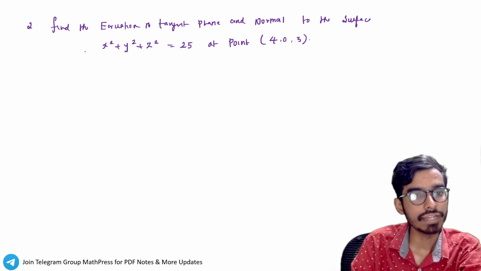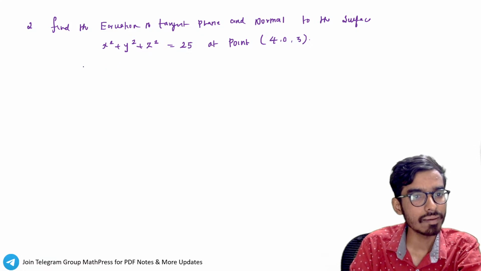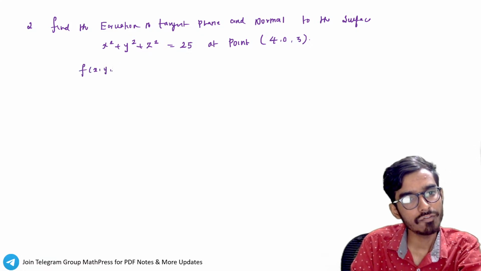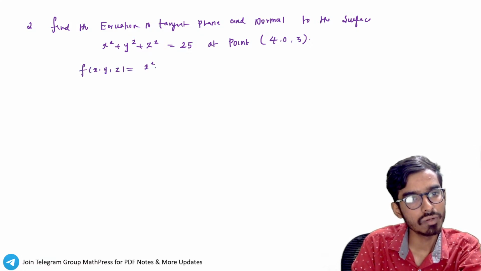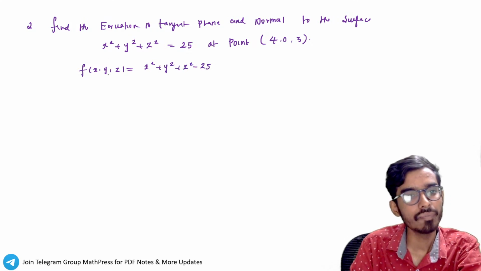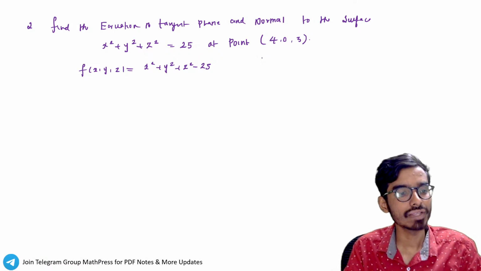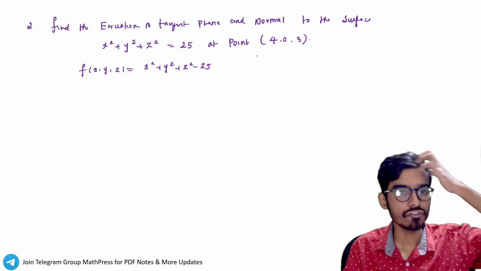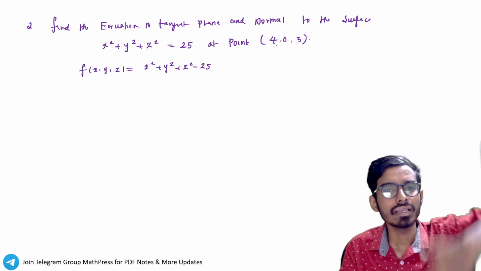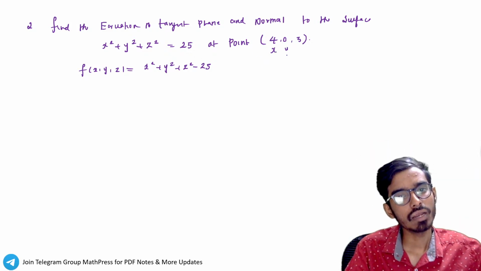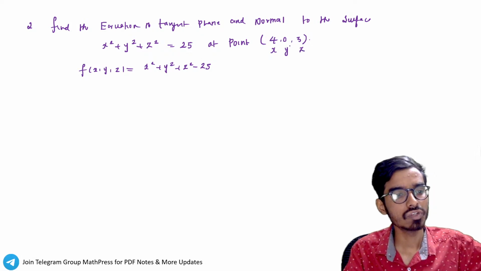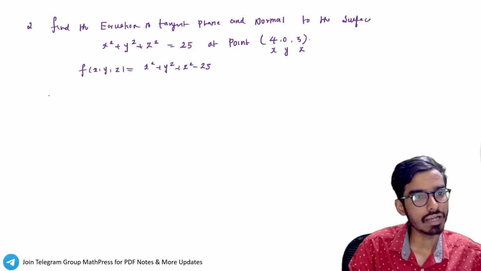Okay. So you take this exercise, right? I think you can do this problem very easily, right? So you just take f of x comma y comma z to be equal to x square plus y square plus z square minus 25. So find the gradient of f, substitute this point, and you will have dou f by dou x, dou f by dou y, dou f by dou z. And here our small x, small y, small z is 4, 0, 3. You can easily do this, right? I'll just give you the answer.